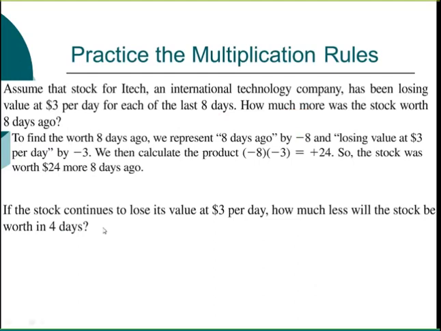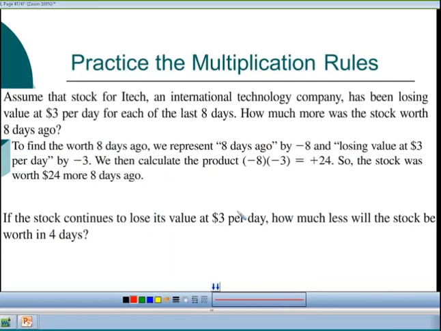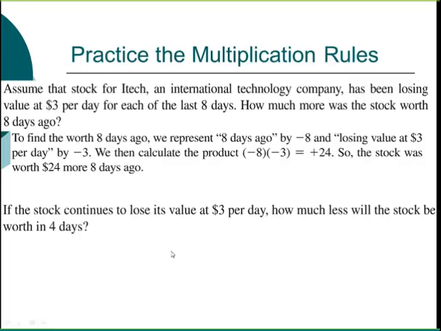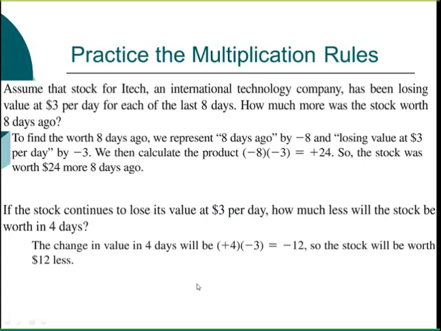So here's a new situation. If the stock continues to lose its value at $3 a day, how much less will the stock be worth in 4 days? So again, here we're losing, so it's a negative quantity, and then we're going forward in time. So this is a positive 4, and so that means we're going to get a 12 that is negative, because we have negative times a positive here, because we're going forward in time. So our amount is negative 12. In other words, from now, I'm going to be $12 down if my stock continues in that direction, if I'm following that trend. Here you can read what I just said.